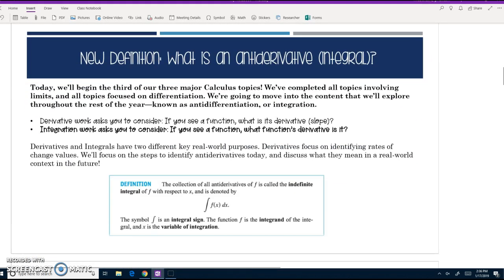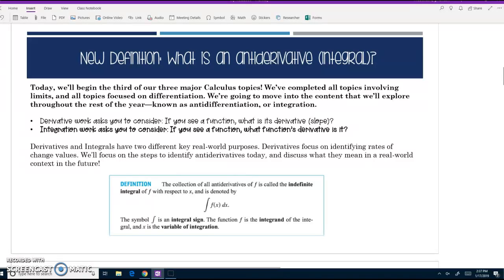So what we want to think about today, you guys, is what is an antiderivative, which in calculus is also called an integral. So today we're getting started on what is our third of three major calculus topics. So you've completed everything that you need to know for calculus involving limits and all of our major topics in differentiation. So that means we're moving on to our final big topic, which is called integration.